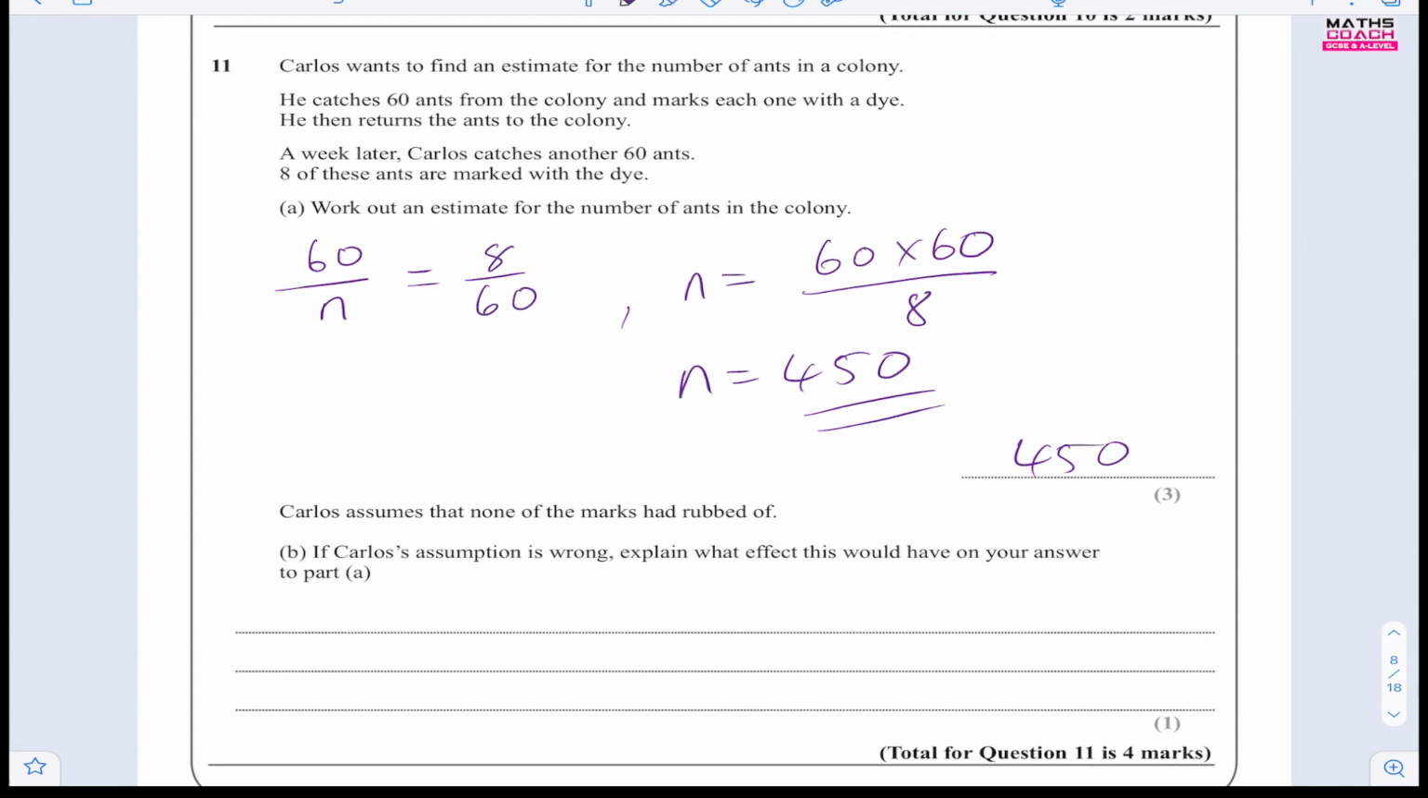Carlos assumes that none of the marks had been rubbed off. If Carlos's assumption is wrong, explain what effect this would have on your answer to part A. So what does that mean? It means that some of the ants had been marked, captured, but not recorded. So the division would have been by a larger number other than 8, giving you a smaller population overall.